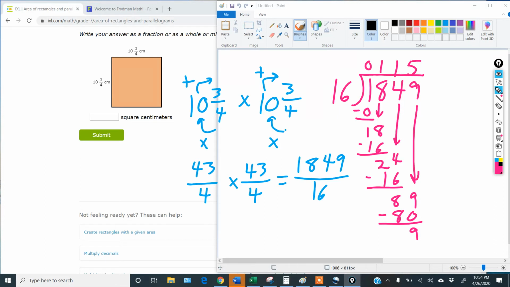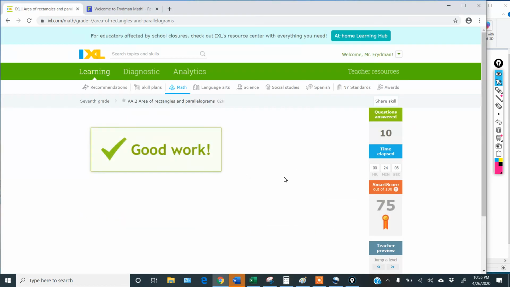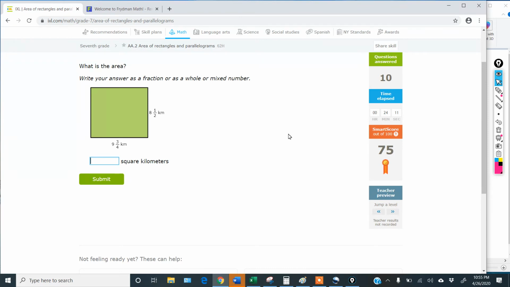So we have nothing else to bring down. If we were doing decimals, we would put a decimal here and a decimal here. But since we're just doing fractions, or a mixed number in this case, we'll keep this as the numerator and put it over our divisor, which will become the denominator. So we have 115 and 9/16. So 115, then put a space, 9 over 16. I hope I didn't make any careless mistakes there. Yeah, there we go. What is the area?